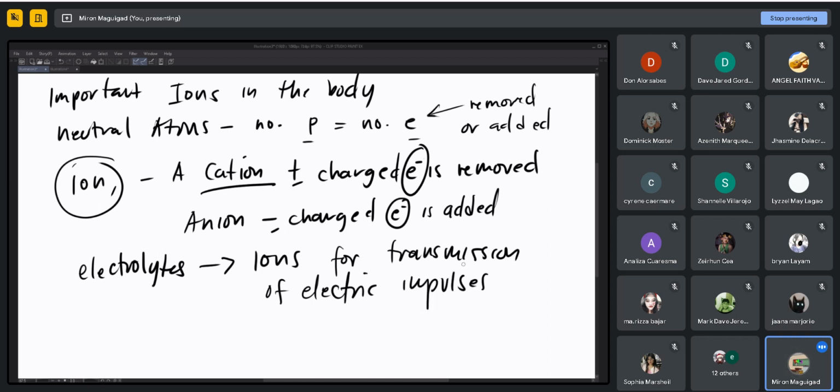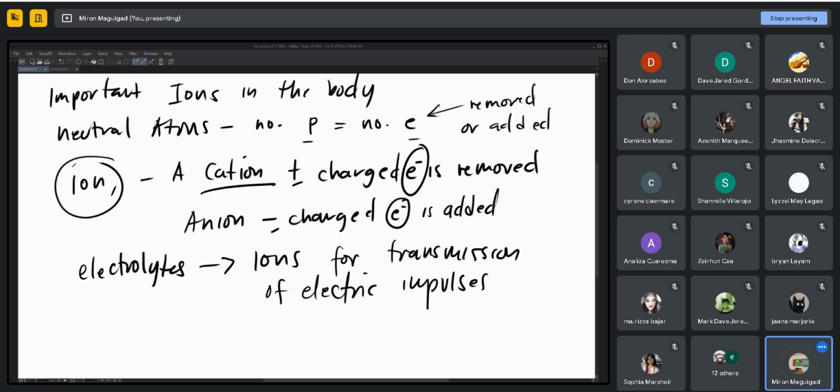Okay, so electric impulses in the body. This is the most important in the action potentials that occur in muscles and nerves. So kailangan ng katawan natin yan. Sana nasusundan po ang lesson natin.